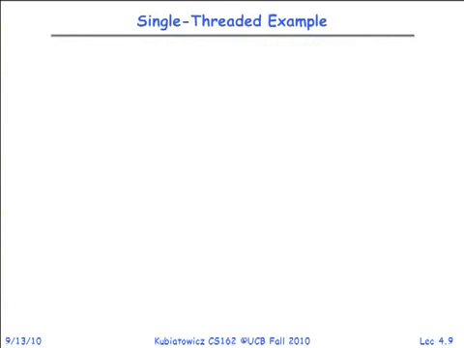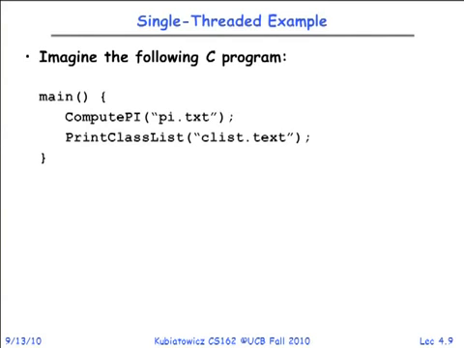So now, here we go. Here's our single-threaded example. Here we have a program: compute pi, put the result into pi.txt, and then print the class list. Okay, so what's wrong with this program? Well, not only does it never terminate, what else? Do we ever print the class list? No. Why? Well, because compute pi presumably keeps going forever.